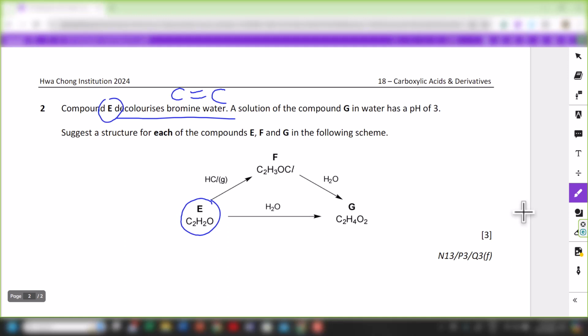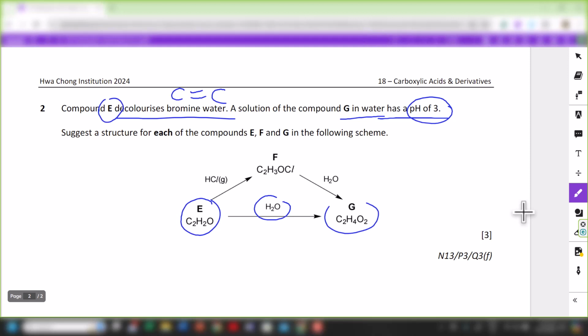Okay, a solution of G has a pH of about 3. Okay, so when H2O is introduced to E, you get G. So you realize that H2O sort of adds across the compound. Okay, so likely to add across either a C=C or a C=O double bond. Okay, something along those lines.